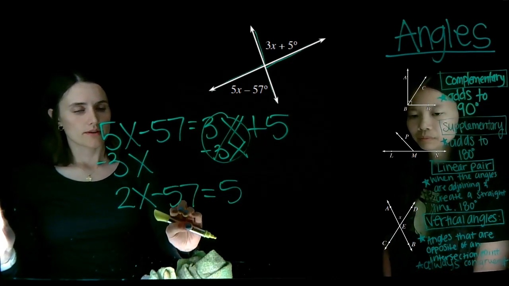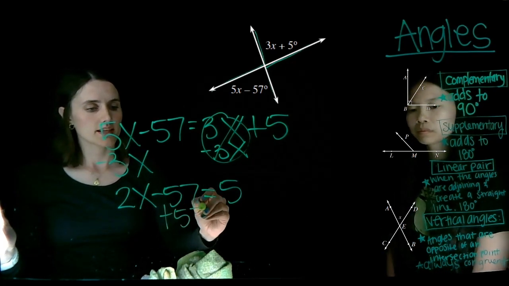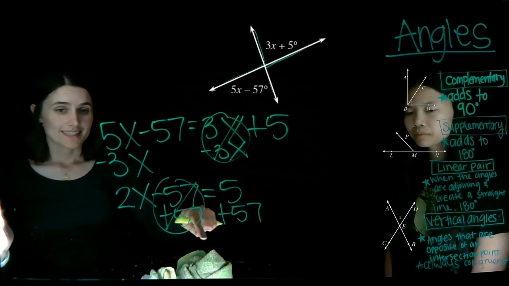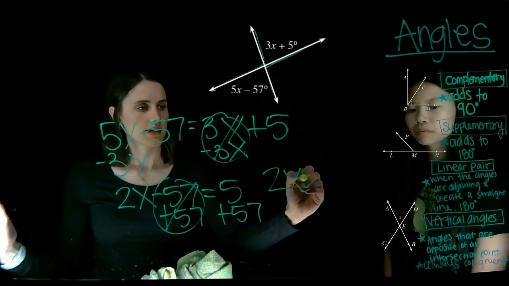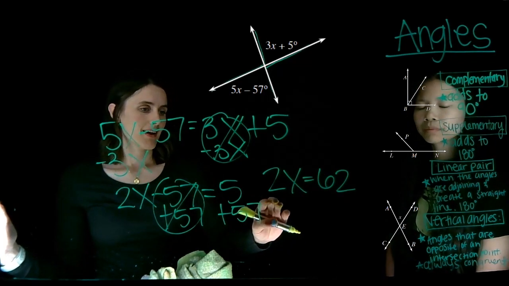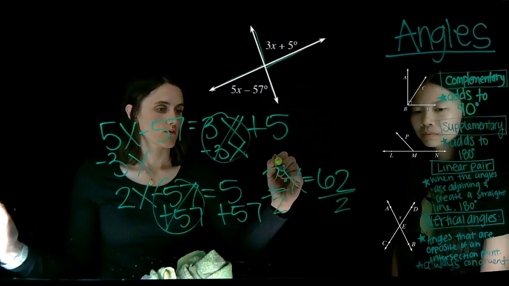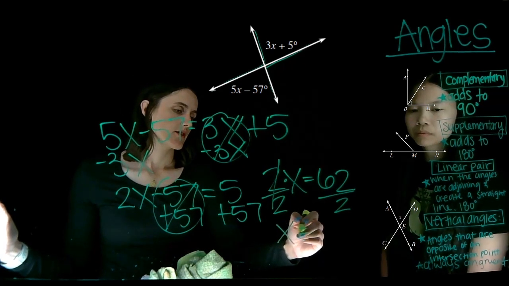We want to undo this equation. So we're going to start here with this minus 57. We're going to add 57 to both sides. This becomes 0. 5 plus 57 is going to give me 62. So I'll have 2x equals 62. And then my last step is to do the opposite of multiplying by 2 and divide by 2. This becomes 1. So I'm left with x equals 31.